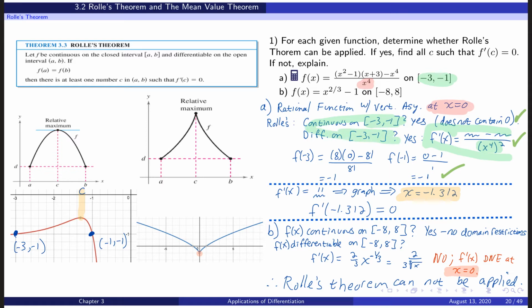The third condition says our two y values are the same. So we take the two endpoints of the interval, -3 and -1, plug them into the function, and wind up with -1 and -1. So we know that Rolle's theorem can be applied, and now we need to find the location c where the horizontal tangent exists. This is the difficult part.